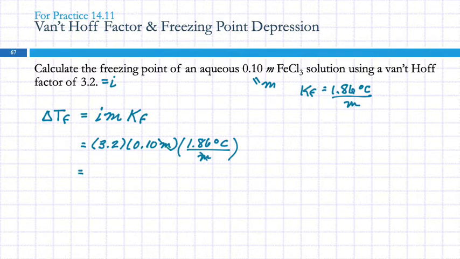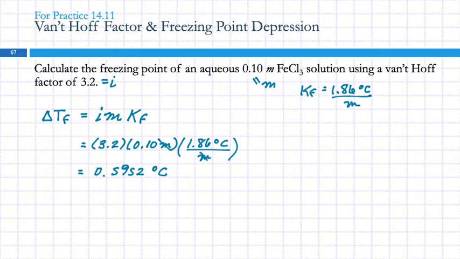So we end up with units of degrees Celsius. So this is telling me 0.5952. It's kind of a bad 0. It's kind of a bad 9. 5952 degrees Celsius. The change in the freezing point, right? How do we figure out what the actual freezing point is? We're going to have to subtract this from 0, right?